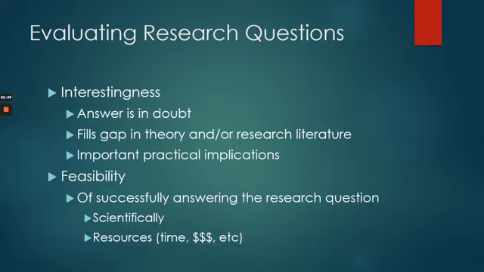So whether it's interesting is one component of evaluating, and the other one is feasibility. So yes, we want an interesting question, but it also has to be feasible. What does that mean? We can actually do it. We can actually answer the research question. So a lot of this could be in two ways. A lot of this could be scientifically. So can I actually measure that thing?